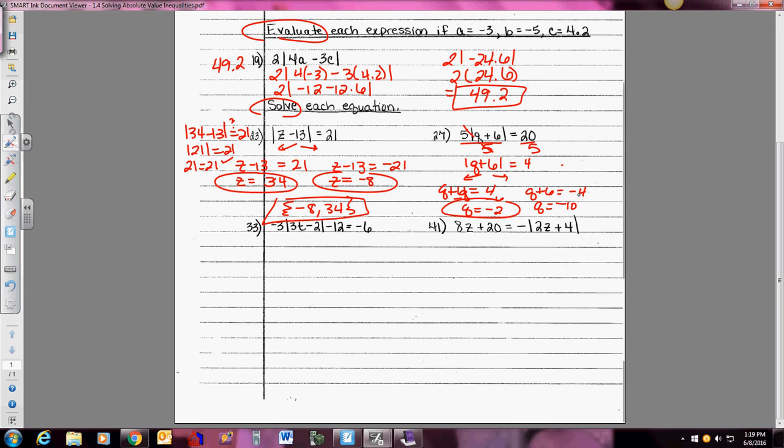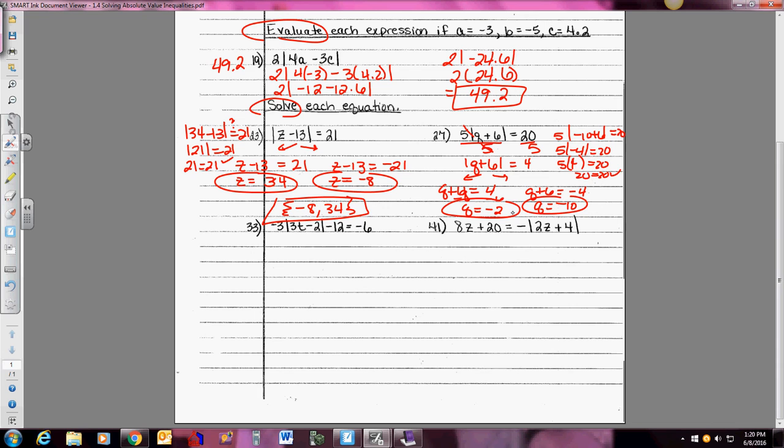Did it work? Yes, it did. Let's check it together, right? 5 times the absolute value of negative 10 plus 6 equals 20. Negative 10 plus 6 is negative 4. Absolute value of negative 4 is 4. And that's 20 equals 20 again.